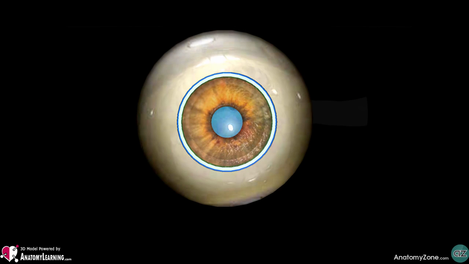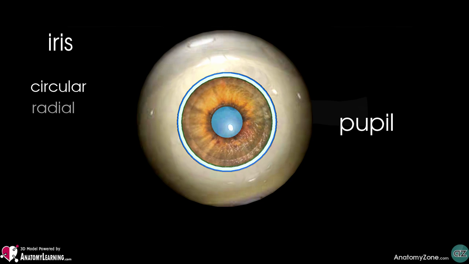The final structure of the vascular layer is the iris. This is a circular structure with an aperture in the center called the pupil. The iris is the component of the eye which gives you your eye color. It has two arrangements of fibers which control the size of the pupil: circular fibers and radial fibers.